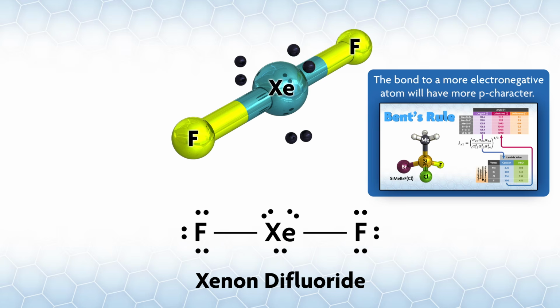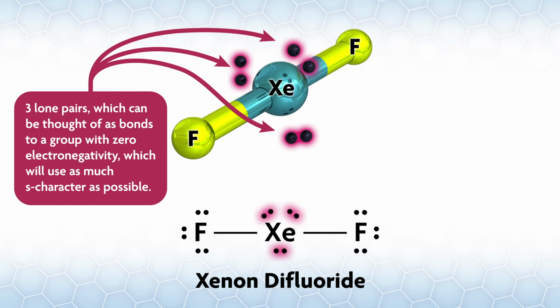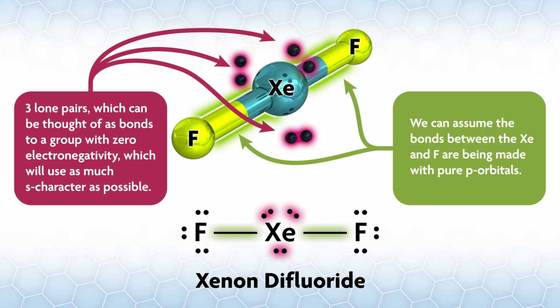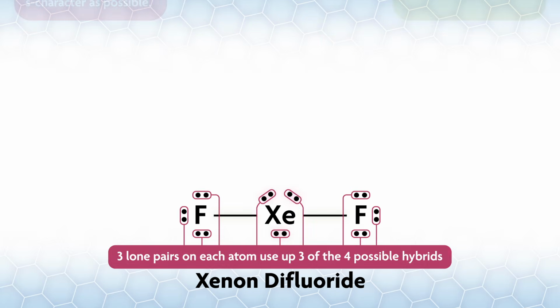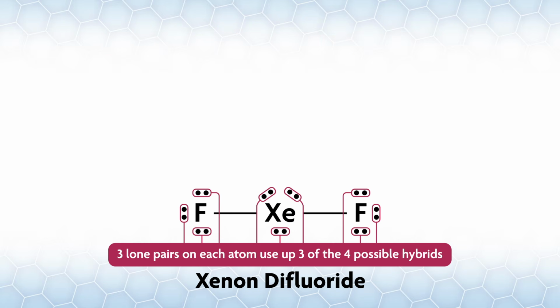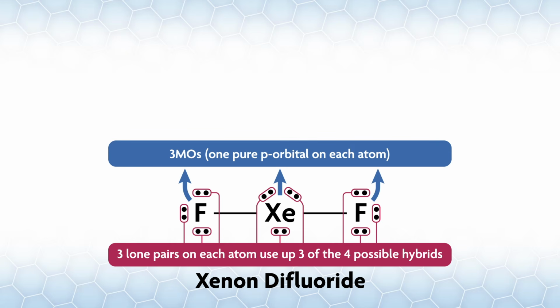Every atom in xenon difluoride has 3 lone pairs, which can be thought of as bonds to a group with 0 electronegativity, which will use as much s character as possible. We will assume the bonds between xenon and fluorine are being made with pure p orbitals, which turns out to be an excellent assumption. Because there are 3 lone pairs on each atom, which will use up 3 of the 4 possible hybrids, that leaves us 1 pure p orbital on each atom to form our MOs.